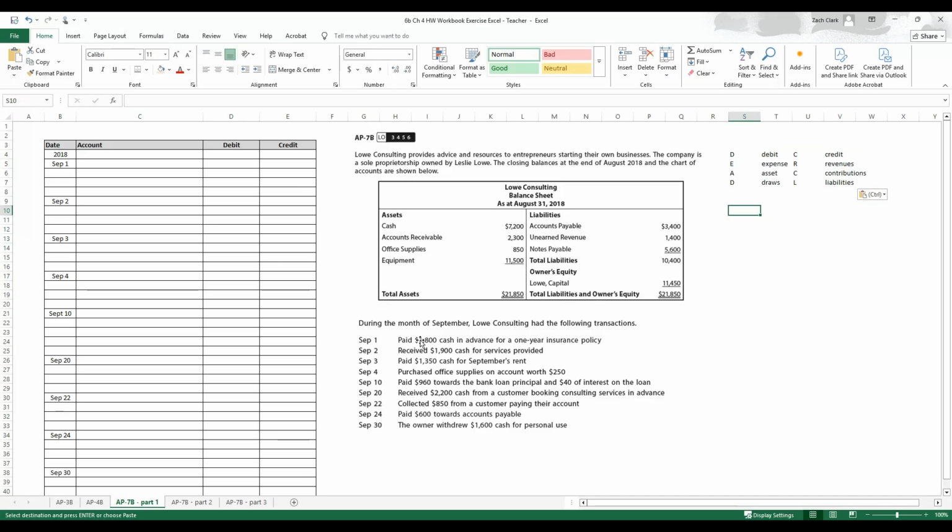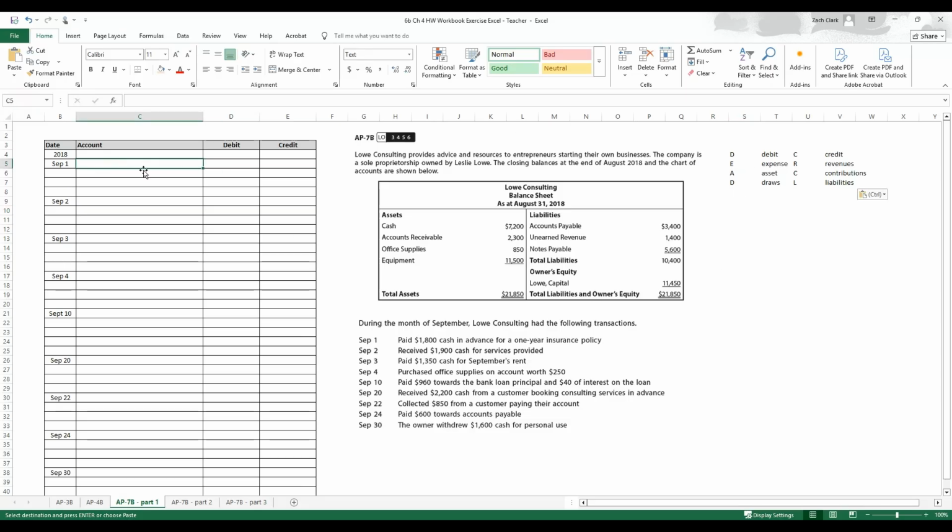So the first one says that we paid $1,800 cash in advance for a 1-year insurance policy. So remember that this is prepaid insurance. That's an asset. And cash is also an asset. So cash asset is going down. Prepaid insurance is going up at this point. This isn't us using any of this insurance yet. This is just the September 1, the very initial payment in our debit circle.